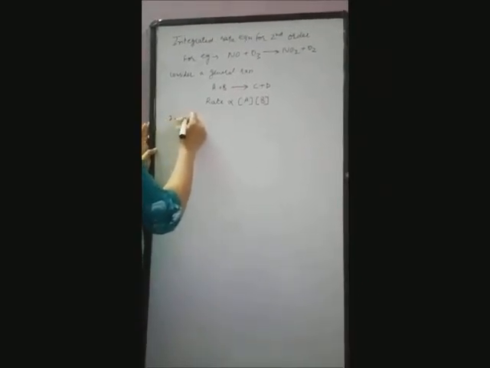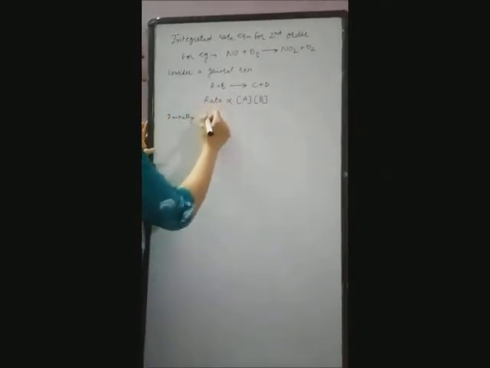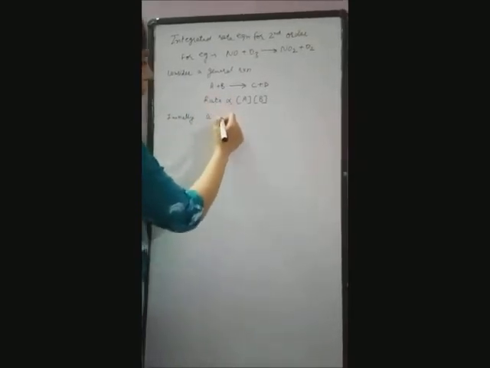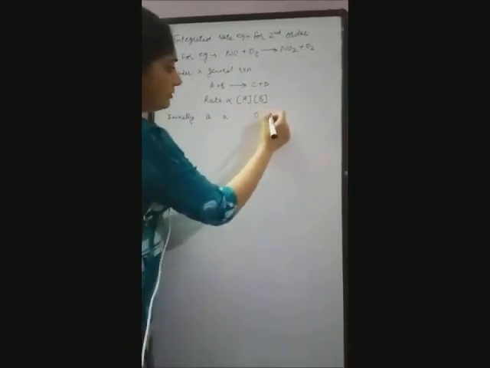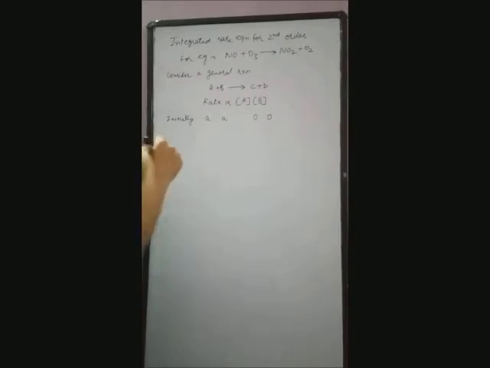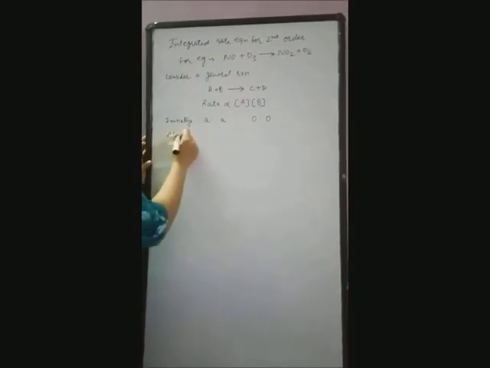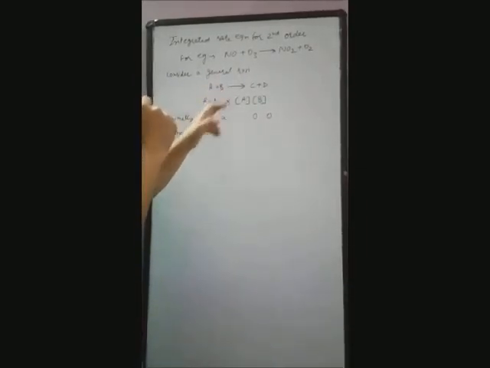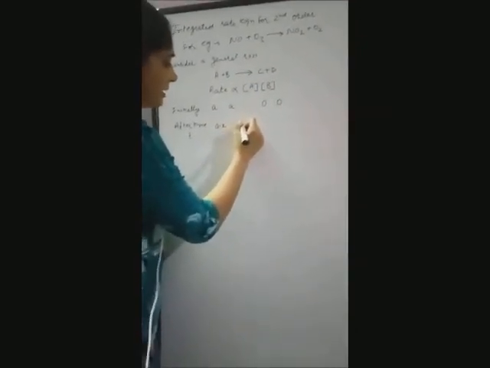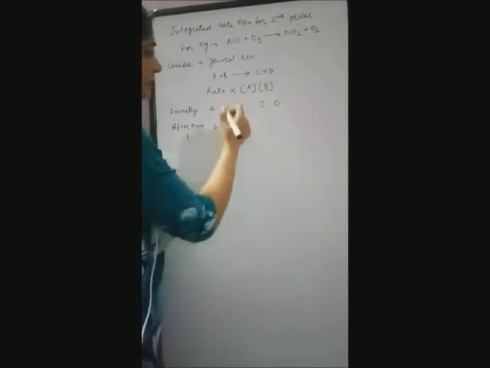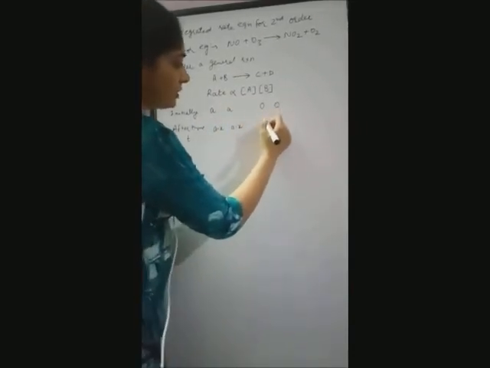Initially, A moles per liter concentration of A and A moles per liter concentration of B, where C and D concentration is 0. After time t, X moles of both the reactants have decomposed and we are left with A minus X and A minus X moles per liter concentration of A and B, and for C and D we have X moles per liter and X moles per liter.